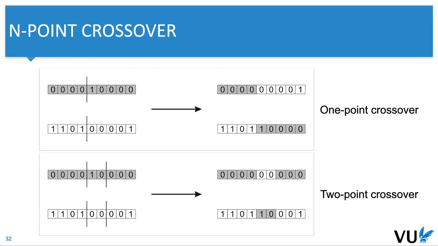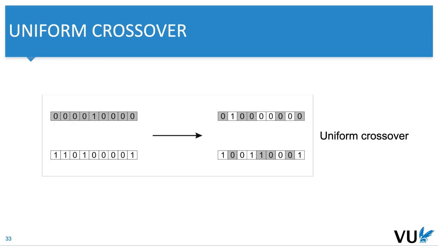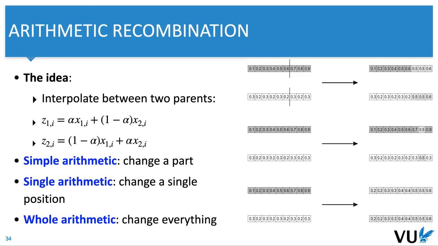2-point crossover. So we select 2 points and we replace one part with each other. Uniform crossover. So we just select which indices we want to swap between two parents. All right. I hope that these figures are self-explanatory.